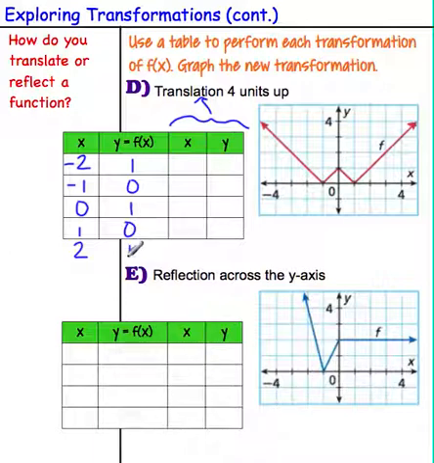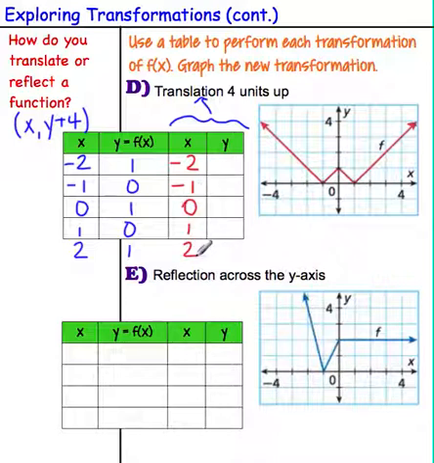Now when we talk about translating 4 units up, 4 units up increases that y value. So we're going to have our x staying the same and our y increasing by 4. So I can go ahead and recopy my -2, -1, 0, 1, 2, and I'm going up by 4. So 1 plus 4 is 5, 0 plus 4 is 4, and again 5, 4, 5.